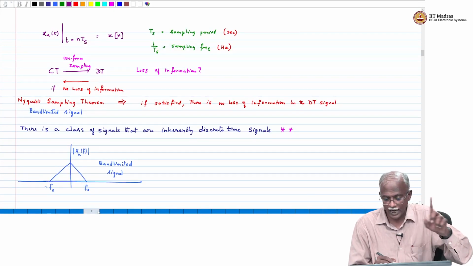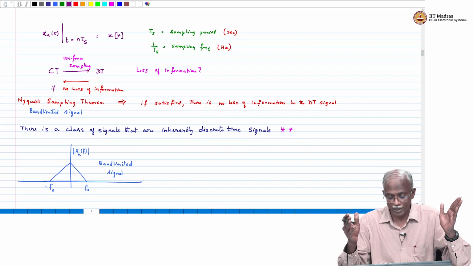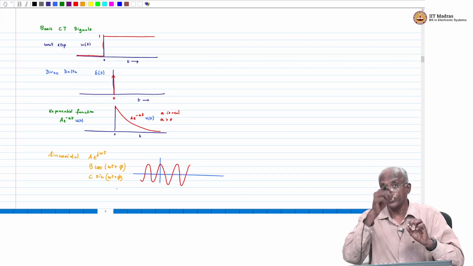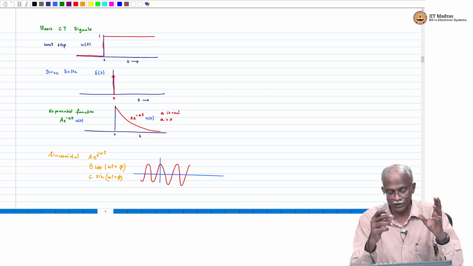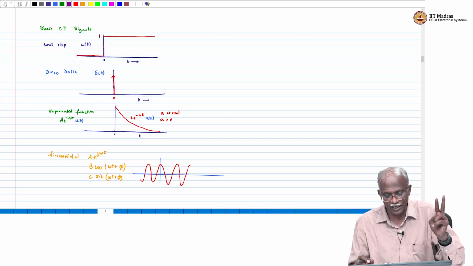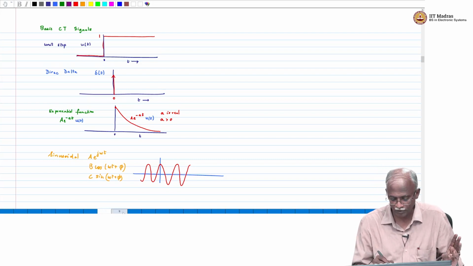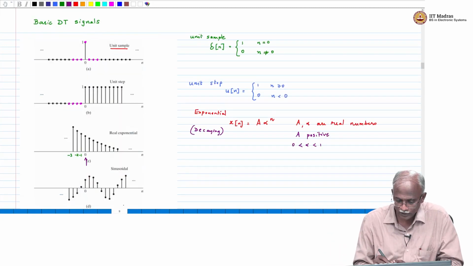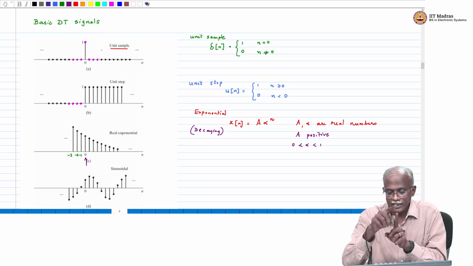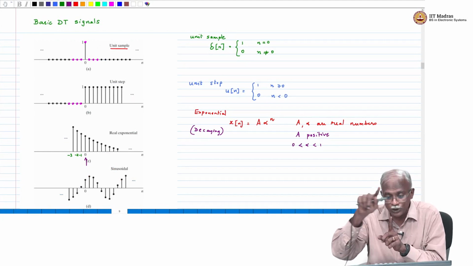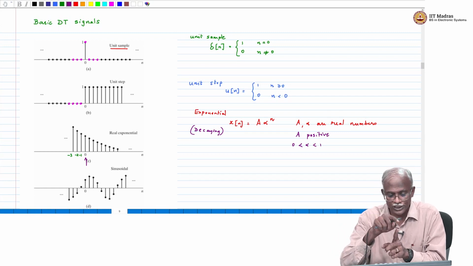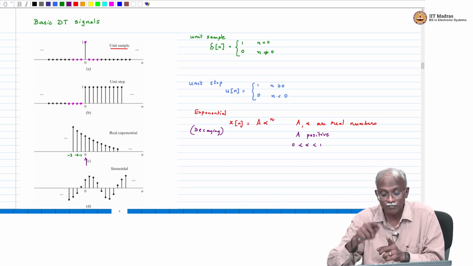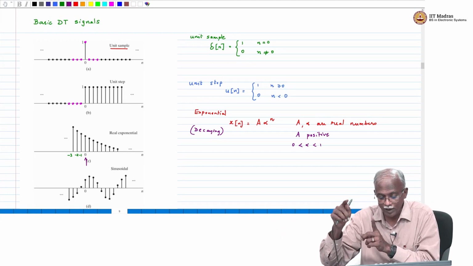Then we looked at the aspect of when the Nyquist condition will be applied. It is applied in the context of a band limited signal. After that, we looked at the 4 basic types of continuous time signals: unit step, Dirac delta, exponential functions and sinusoidal functions. We looked at the corresponding discrete time counterparts of them. Unit sample, exactly like the Dirac delta, except that the amplitude of the unit sample is equal to 1. Unit step, like the continuous time unit step, starts at time n equal to 0, goes all the way to n equal to infinity. Exponential is of the form alpha power n.